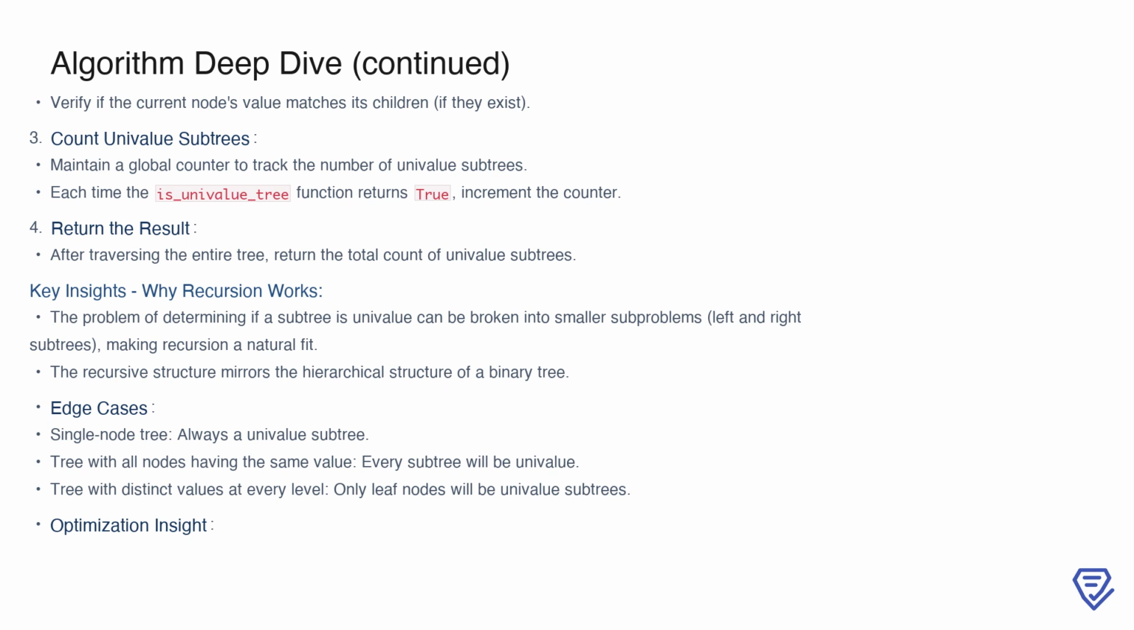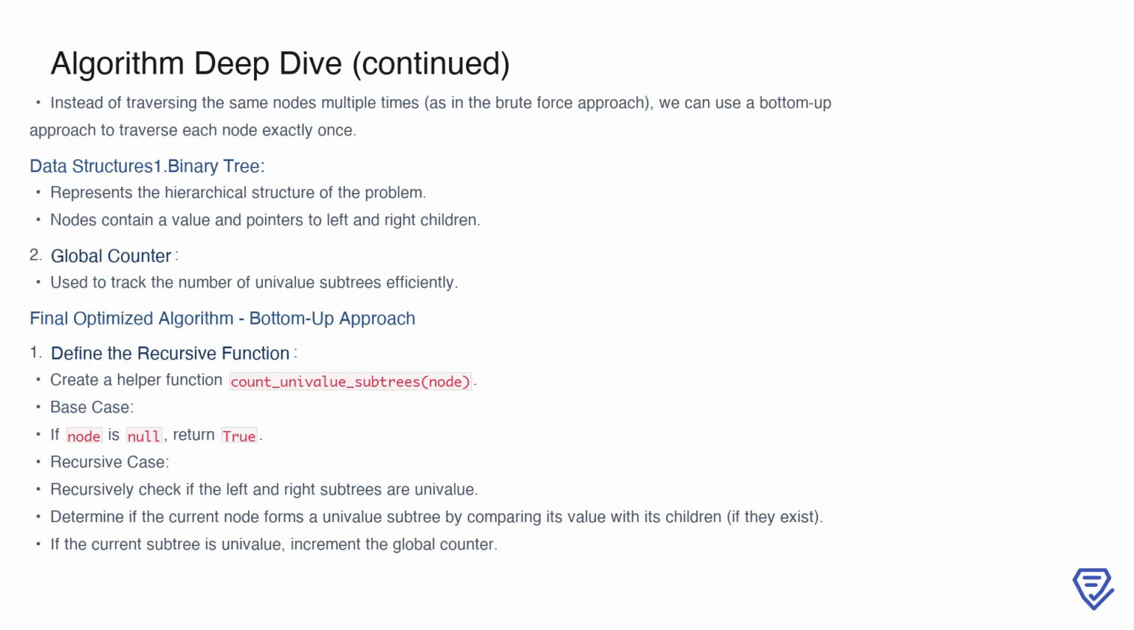While the brute force approach is functional, it is not optimal, as it may traverse the same nodes multiple times. This inefficiency can be addressed through optimization. By shifting to a bottom-up approach, we eliminate the repeated traversal of nodes seen in the brute force method. In this optimized strategy, we ensure that each node is visited only once.